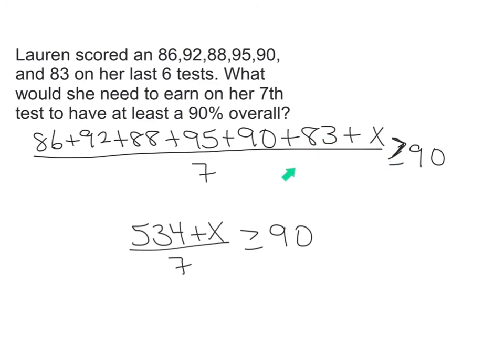So in this step that I have underneath, the 534 was when I added all my scores together, plus X divided by 7. I'm going to cross multiply, so I'll have 534 plus X is greater than or equal to 630. That was 7 times 90. And I'm going to subtract 534 from 630, and you end up with 96. So Lauren will have to earn at least a 96% on her 7th test to get a 90% overall.